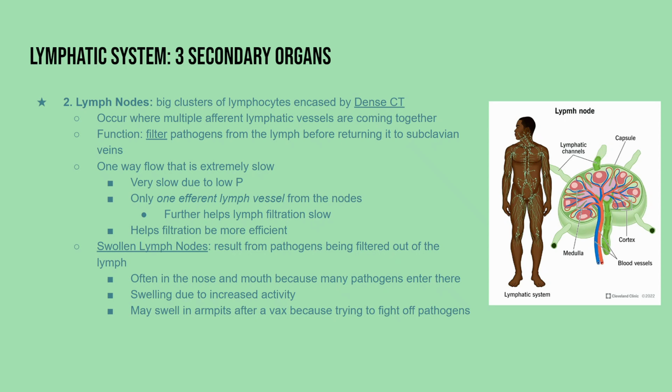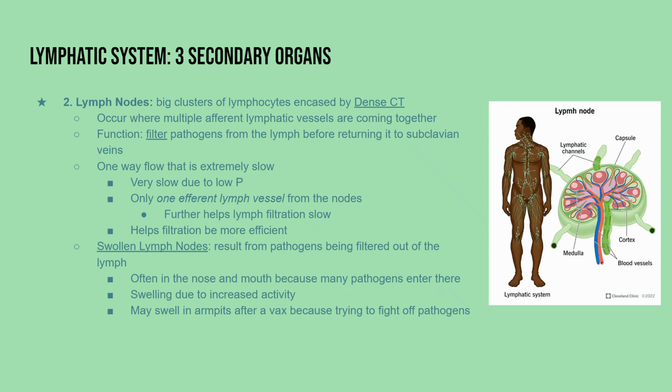So flow through the lymph nodes is very slow due to low pressure, and that's because there's only one efferent vessel, or vessel leaving the lymph node, where you have a lot of lymph vessels coming in. So it makes it really slow because you have a bunch of roads coming into the nodule, but only one road leaving, going out.